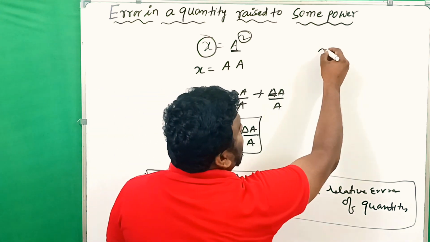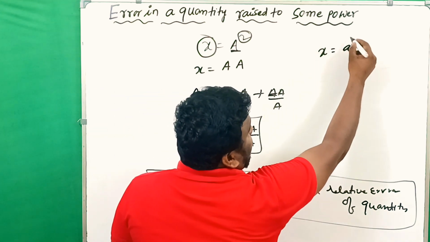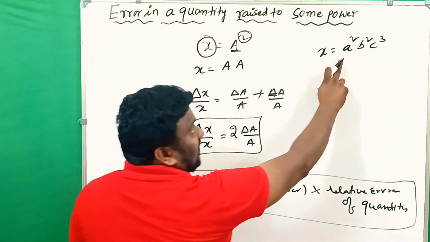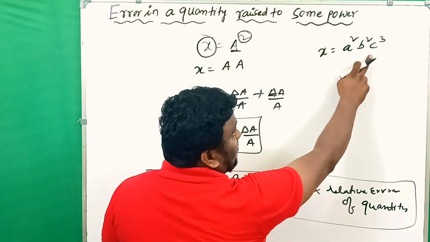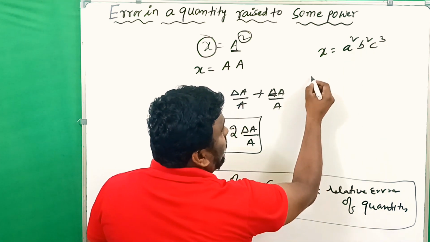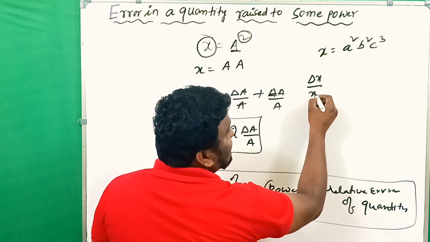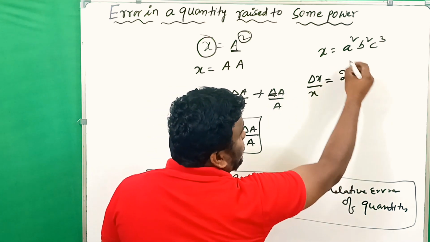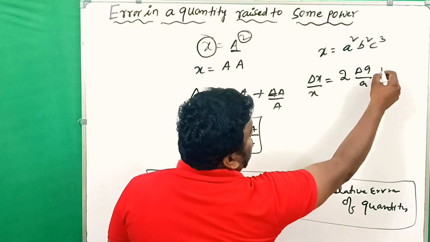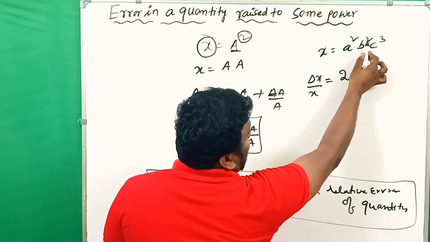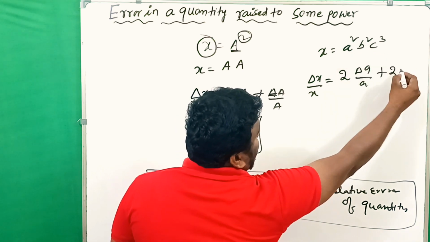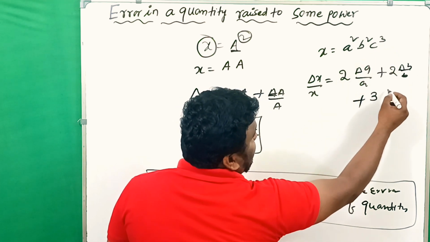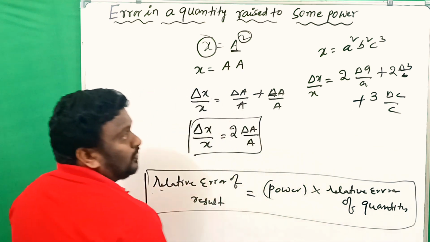For example, here we have x is equal to a square, b square and c cube. So a into b into c is a multiplication and all have some powers. Then delta x by x, the relative error of x, should be written as 2 into delta a by a plus power 2 into delta b by b plus power 3 into delta c by c.